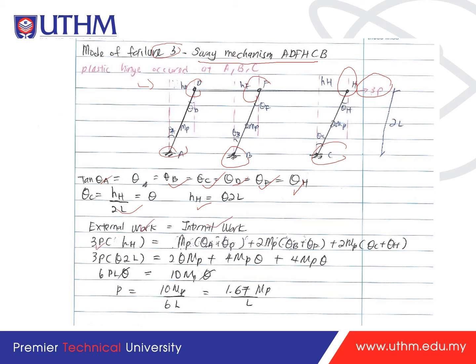So external work is equal to internal work. So 3P times HF is equal to MP, for the first one, MP times theta A plus theta D, and theta P. And then 2 MP for this member B half is theta P plus theta F. And then 2 MP for this member CD is theta C plus theta H. So after you solve this, you will get P is equal to 1.67 MP over L.